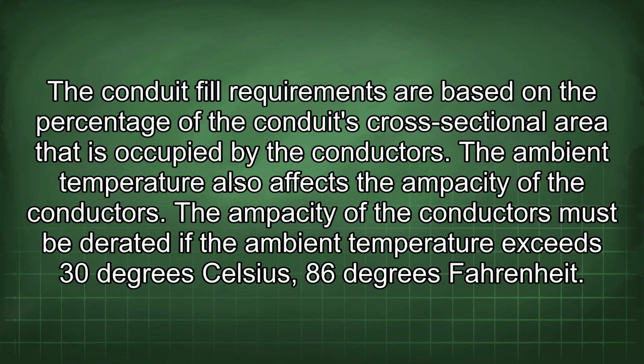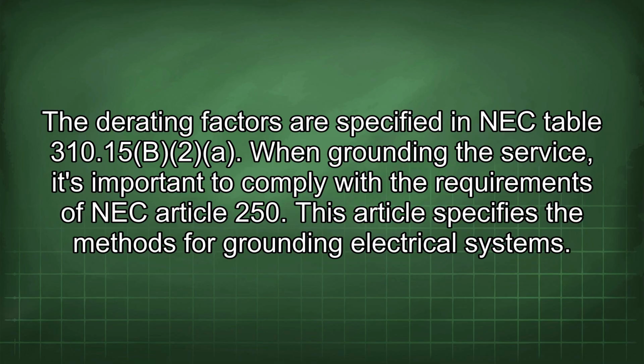The ambient temperature also affects the ampacity of the conductors. The ampacity of the conductors must be derated if the ambient temperature exceeds 30 degrees Celsius, 86 degrees Fahrenheit. The derating factors are specified in NEC Table 310.15(B)(2). When grounding the service, it's important to comply with the requirements of NEC Article 250.